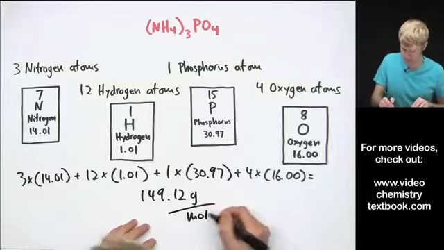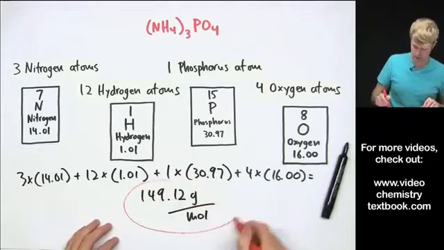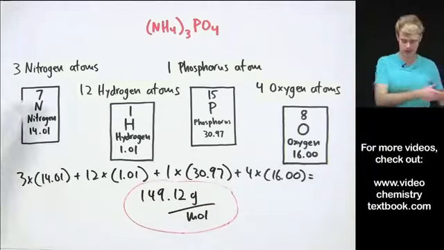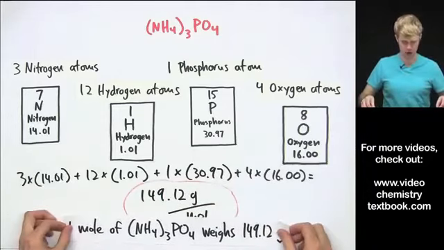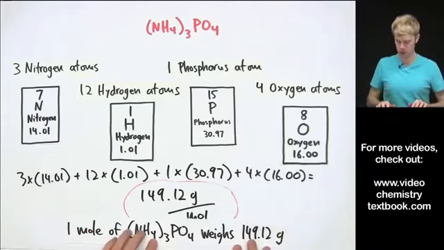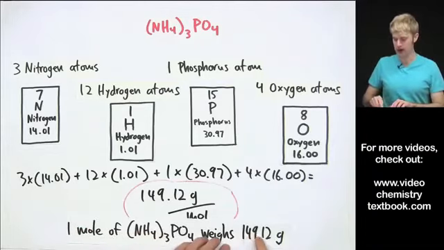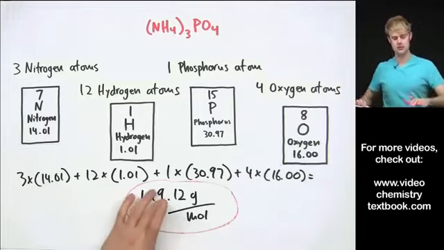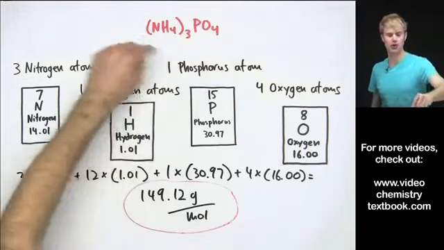Grams per mole, which once again means that 1 mole of (NH4)3PO4 weighs 149.12 grams. This is how much a mole of this weighs.